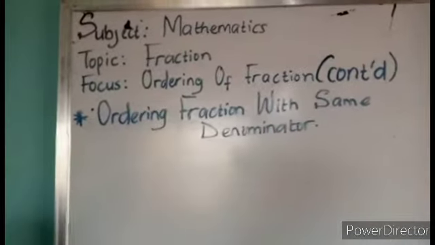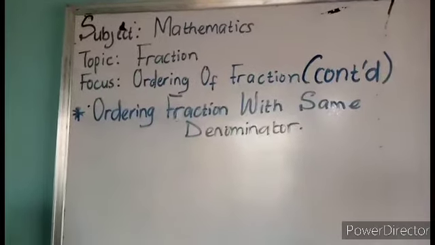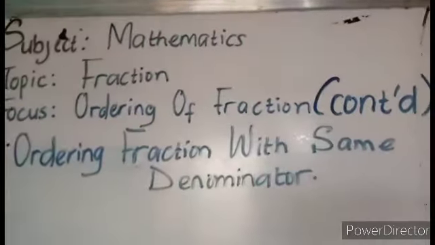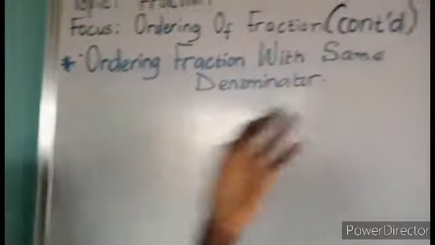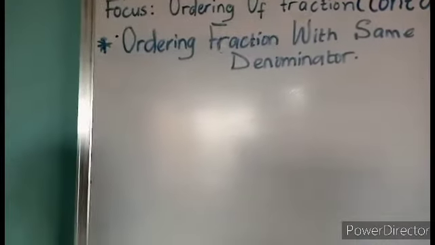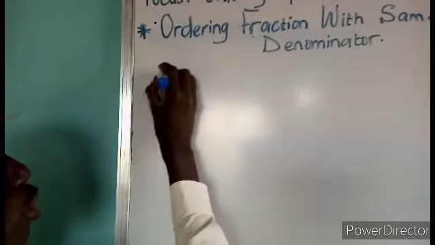In continuation of our topic in mathematics, which was fraction, today we're going to be looking at the two forms of fraction that we're going to be ordering. The first one we're looking at today is ordering fraction with same denominator. In our previous class, I've explained what I meant by that. So let's take an example.